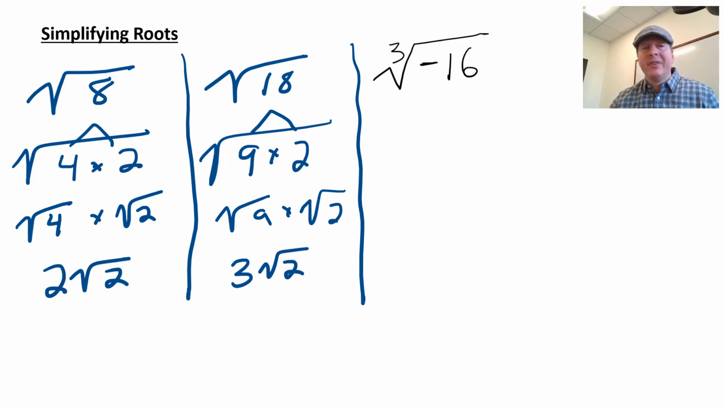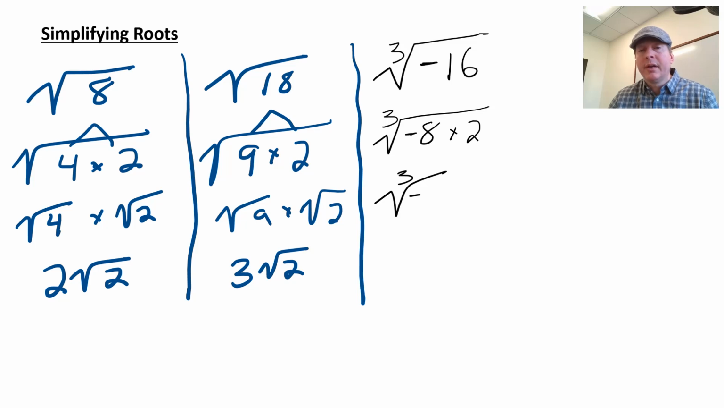How about the cube root of -16? Well, is 16 divisible by any number that is a perfect cube? Yes, 16 is also divisible by 8. 8 is a perfect cube. So the cube root of -16 is the same thing as the cube root of -8 times 2. The cube root of -8 times the cube root of 2. So that's what? -2 times the cube root of 2.